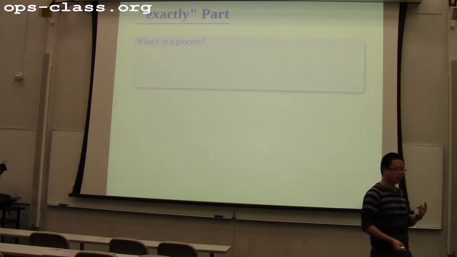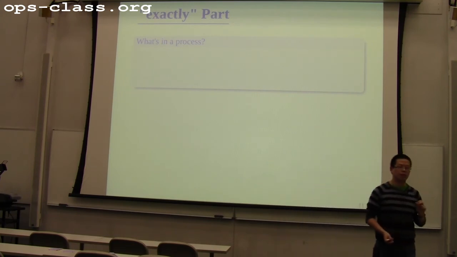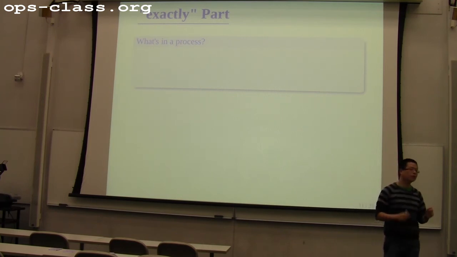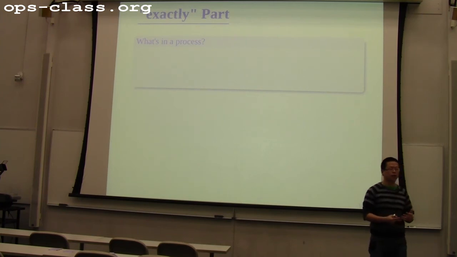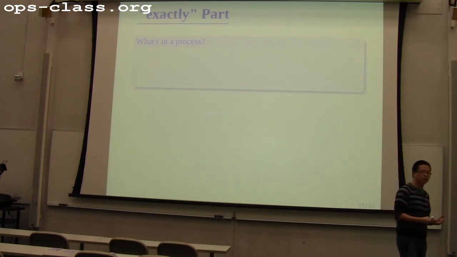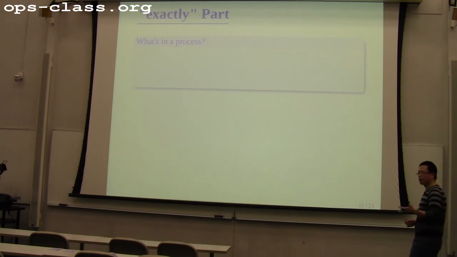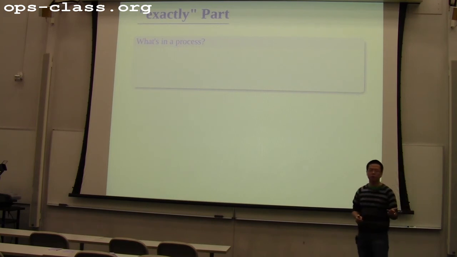Trap frame is not a part of the process. Trap frame only exists when you are trapping into the kernel, right? Registers, that's basically the context of the execution. The trap frame contains all the registers at that point of the parent process. So we have a file table, we have a trap frame, and what else?